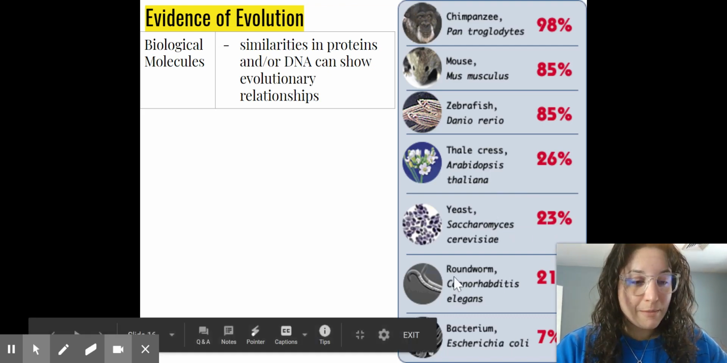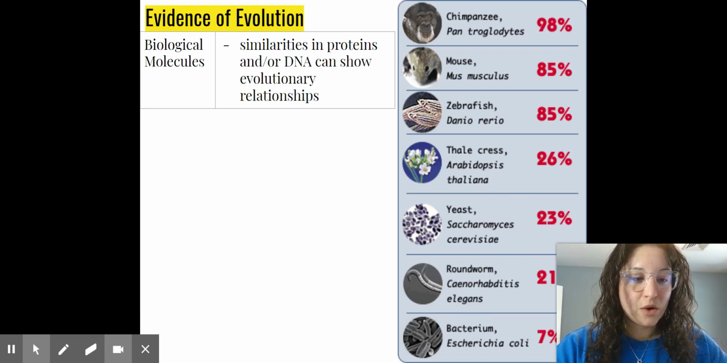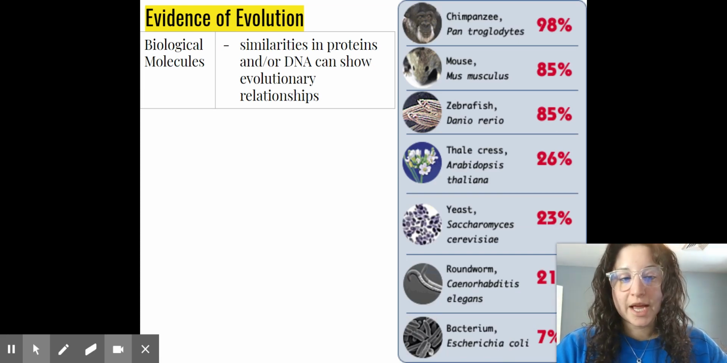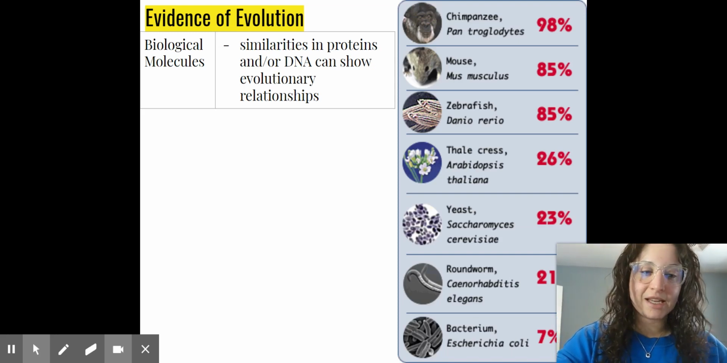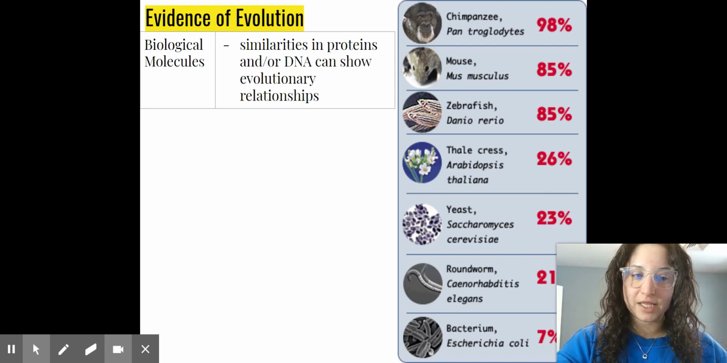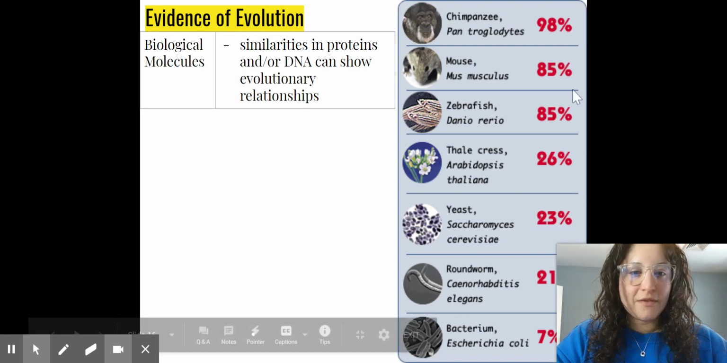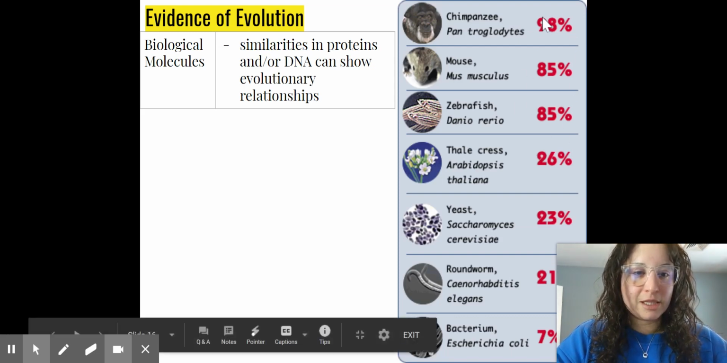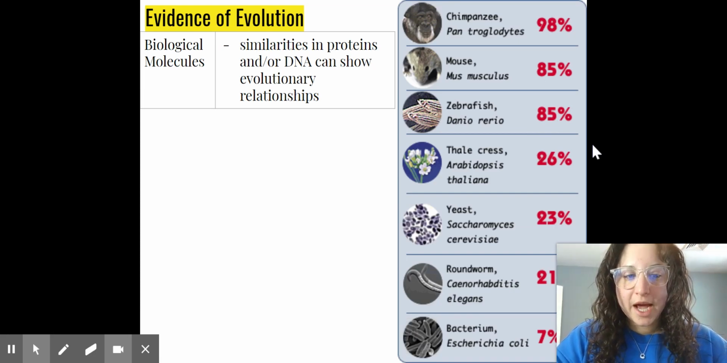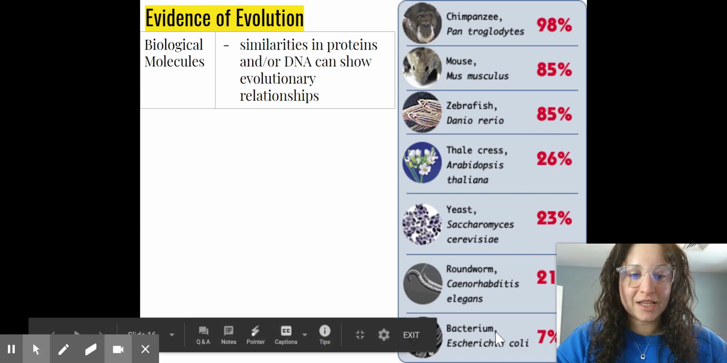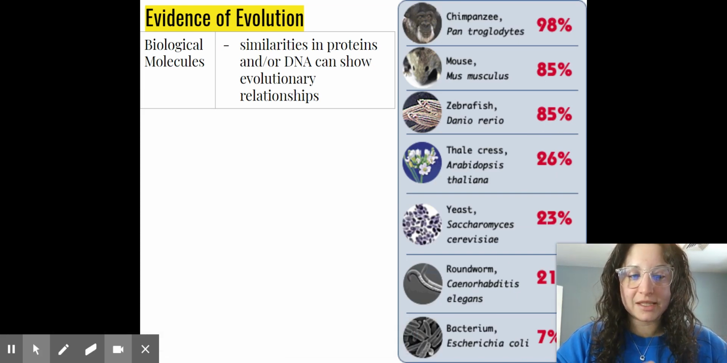The roundworm matches our DNA 21% of the time. And the common bacteria, E. coli or Escherichia coli. This bacteria actually lines your entire digestive tract from mouth to anus, and it matches our DNA 7% of the time. So looking at these relationships just in terms of percentages, obviously we are more closely related to these species up here, but it is still showing us that at one point in time, we had a common ancestor with things even as small and different from us as bacteria.